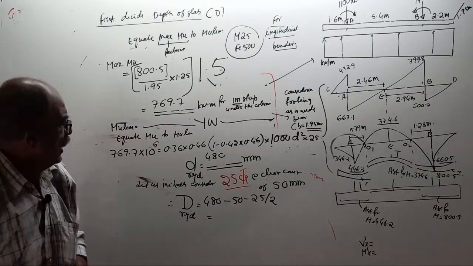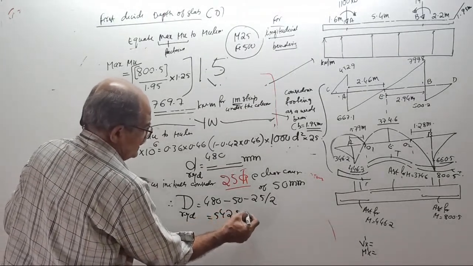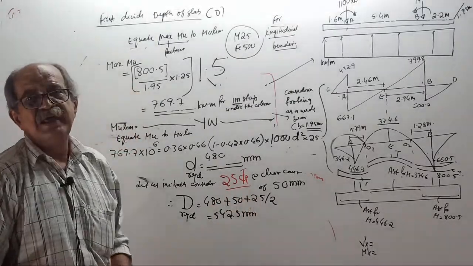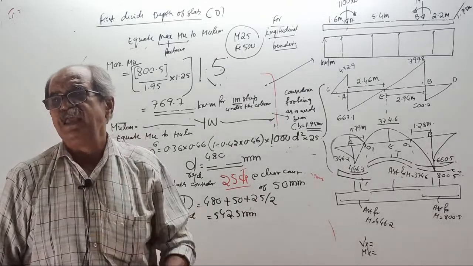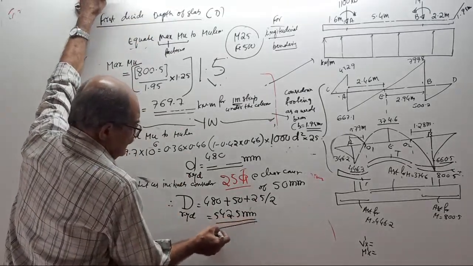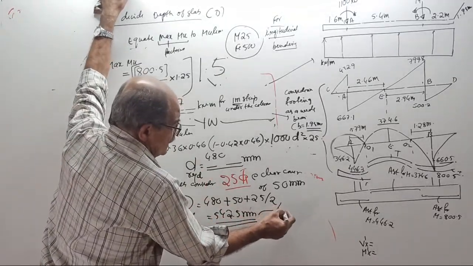It is 542.5. Just for fun, we are getting capital D from small d. You have to add, and 542.5 is the depth required.